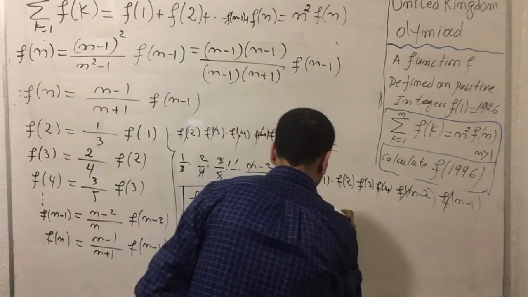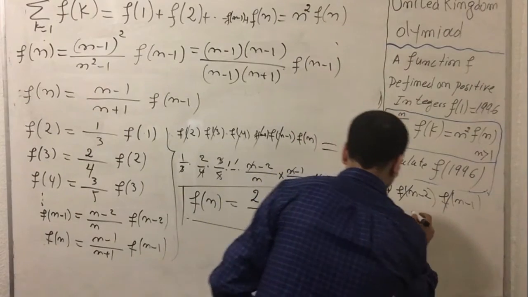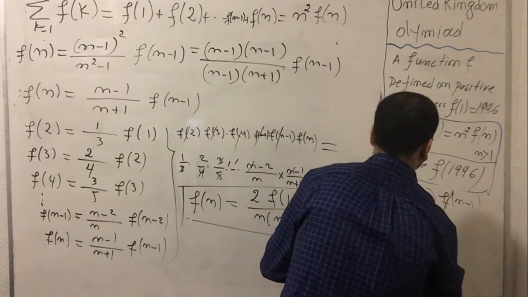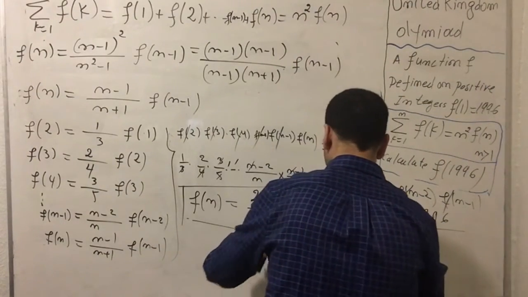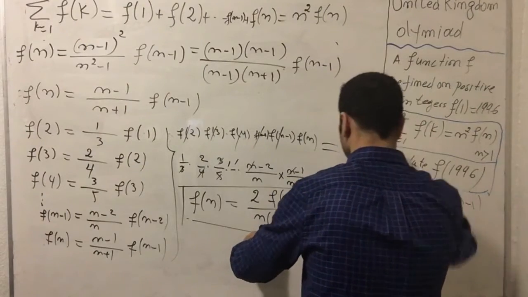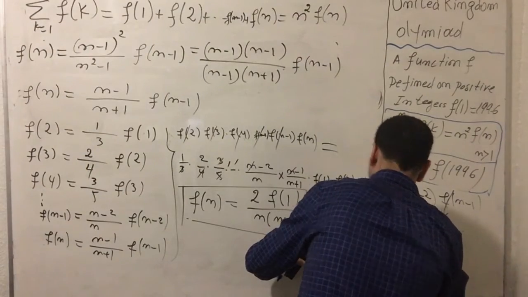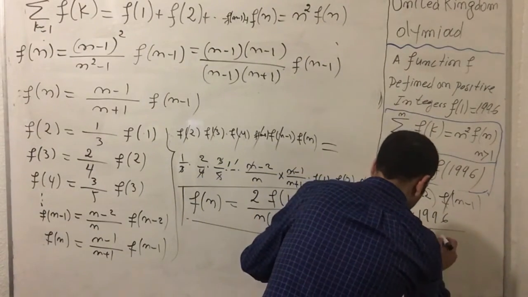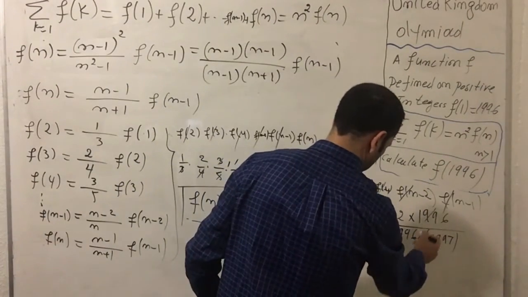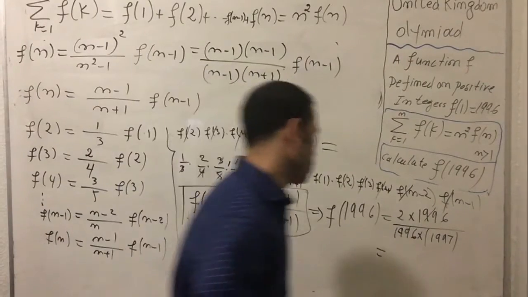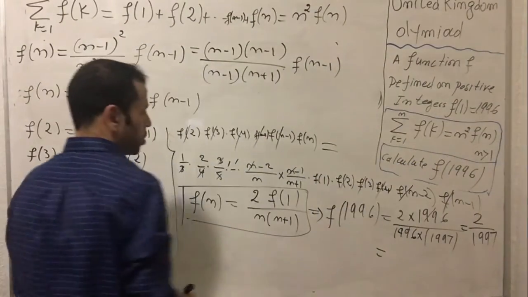Now f of 1996 equals 2 multiplied by f of 1, over n, which is 1996, multiplied by 1996 plus 1, which is 1997. I'm going to cancel out 1996 from numerator and denominator. I will have 2 over 1997. Okay, so this is the result of this one.